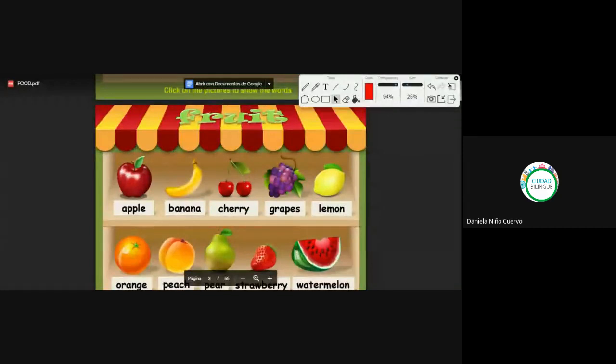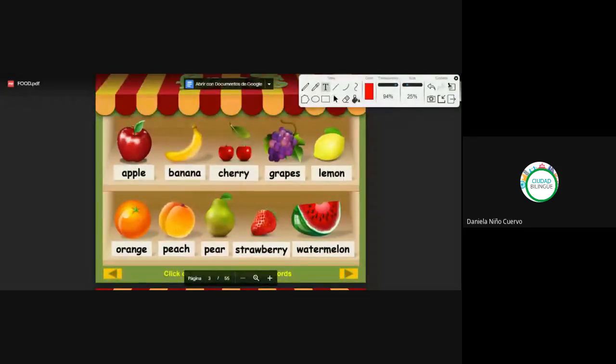So students, what is your favorite fruit? What is your favorite fruit? I'm going to write the question here. What is your favorite fruit? Mango. Ah, it is good. I like mango too. What else? All right. So, the apple. Well, the apple is good. We're going to continue.